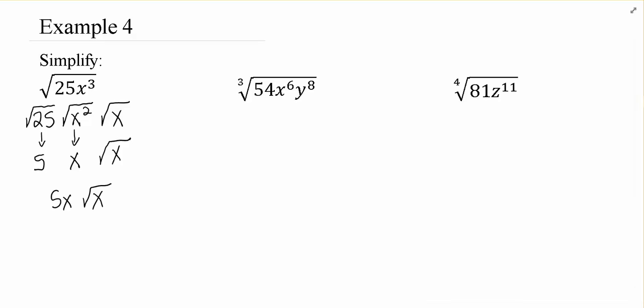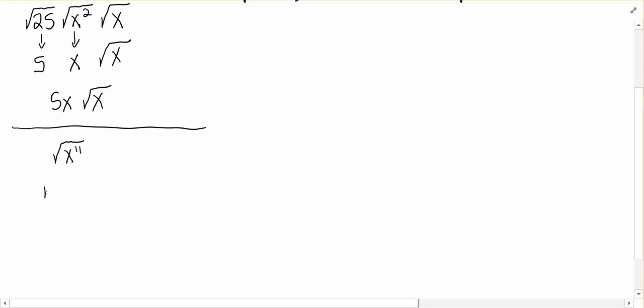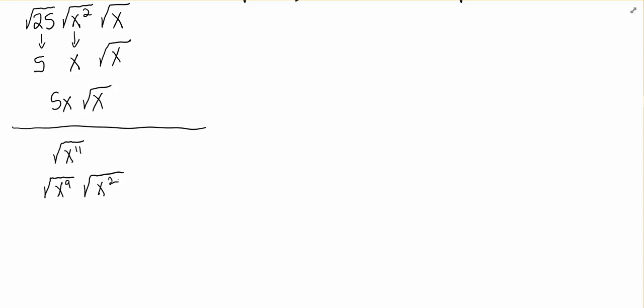Now I do want to talk about one other quick example, because variables can get a little bit tricky. So let me just talk about a variable problem real quick. Suppose I had the square root of x to the 11th that I wanted to simplify. And I want to break this up as a perfect square and whatever's left. Now, one of the errors I see people make when doing this is I see people write x to the 9th x squared because 9 is a perfect square. Well, 9 is a perfect square, but x to the 9th is not a perfect square. So this is not what you want to do.